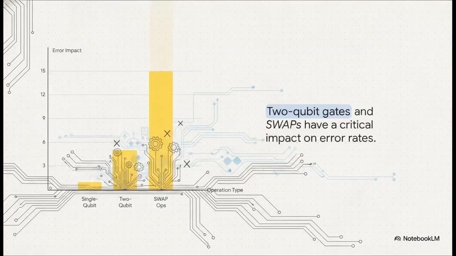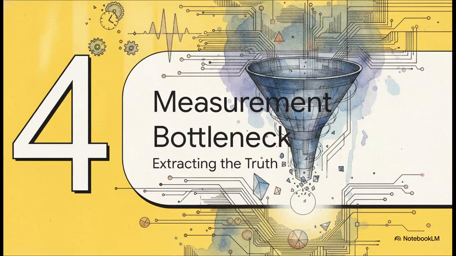When we analyze error impact by operation type, it reveals a pretty stark reality. Single qubit gates have a relatively low impact, but 2-qubit gates are significantly higher, and swap operations, which are actually made of multiple 2-qubit gates, are critical. What you really need to take away from this is that your 2-qubit gate count is the true defining cost metric of your program. Source code elegance means absolutely nothing if your post-transpilation depth and 2-qubit gate counts are off the charts. Let's move to the measurement bottleneck and how we actually extract statistical truth.